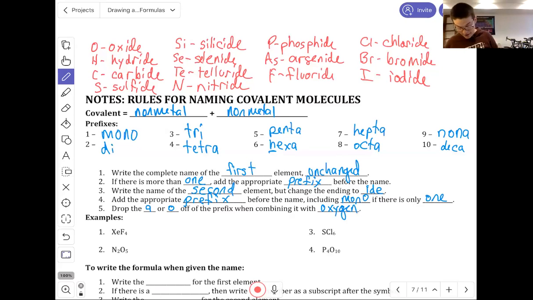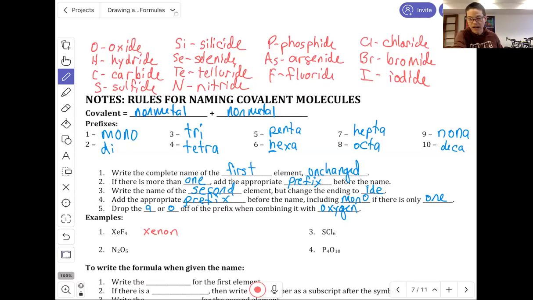So if I take that, and now I look at the examples here, I have XeF4. My rules say to write the complete name of the first element unchanged. So Xe is the element xenon, and there is only one of them, so I do not have to add a prefix. And then it says, write the name of the second element, but change the ending to -ide.